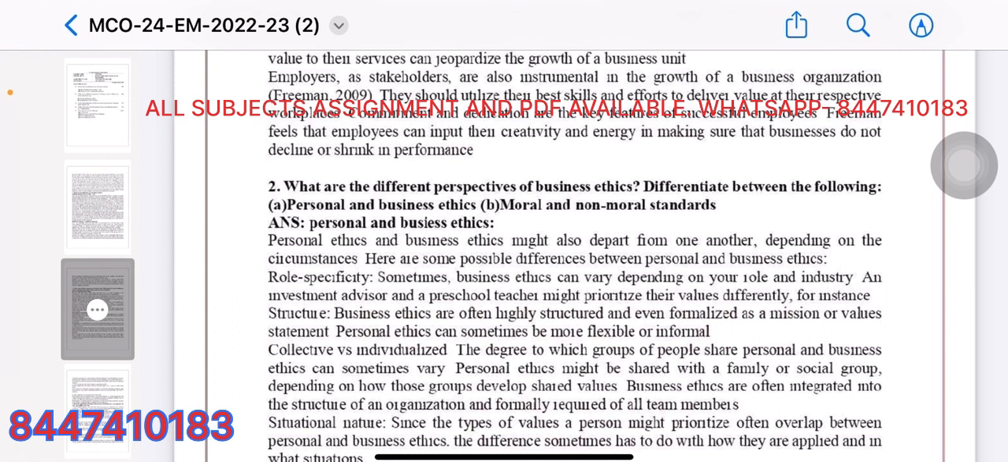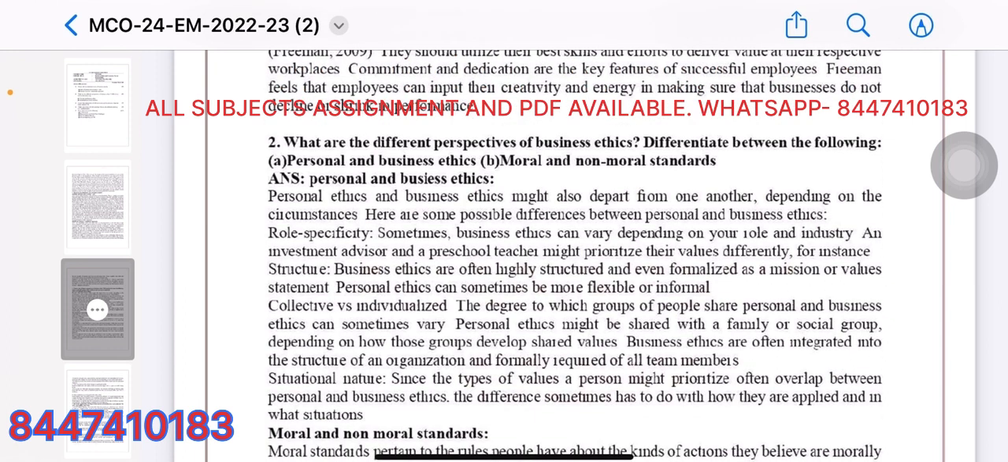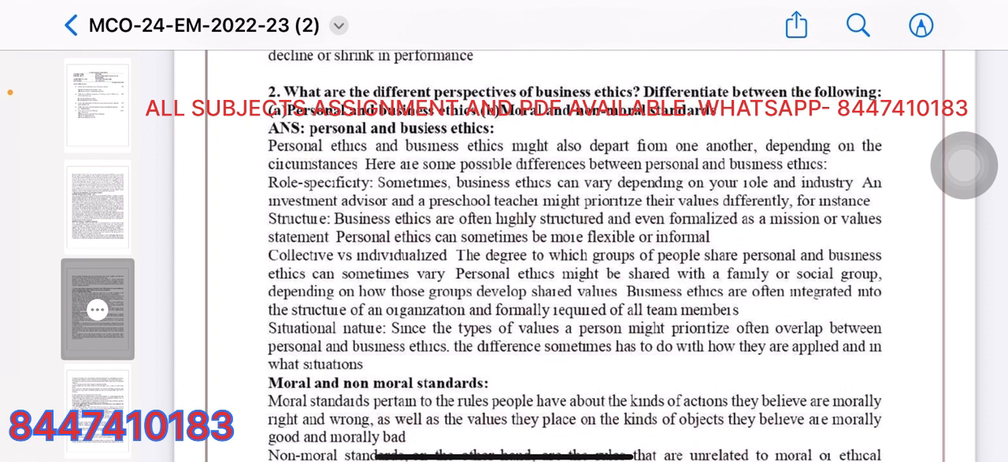Sometimes business ethics can vary depending on our role and industry. An investment advisor and a preschool teacher might prioritize their values differently. Form and structure: business ethics are often highly structured and even formalized as a mission or value statement. Personal ethics can sometimes be more flexible or informal. Collective versus individualized: the degree to which a group of people share personal and business ethics can sometimes vary. Personal ethics might be shared with a family or a social group, depending on how those groups develop shared values. Business ethics are often integrated into the structure of an organization and formally required of all team members.